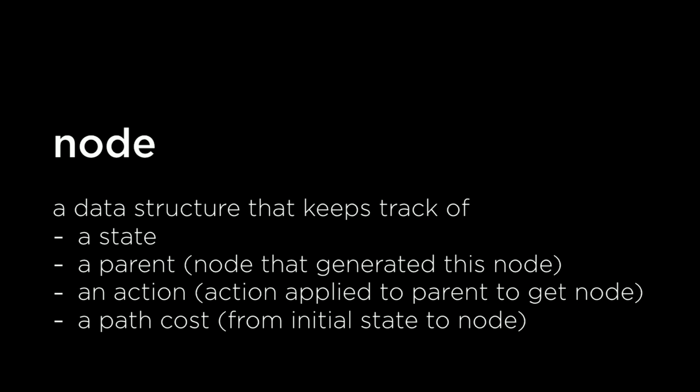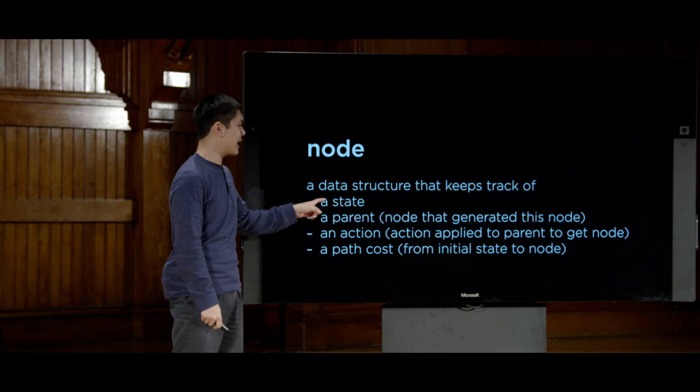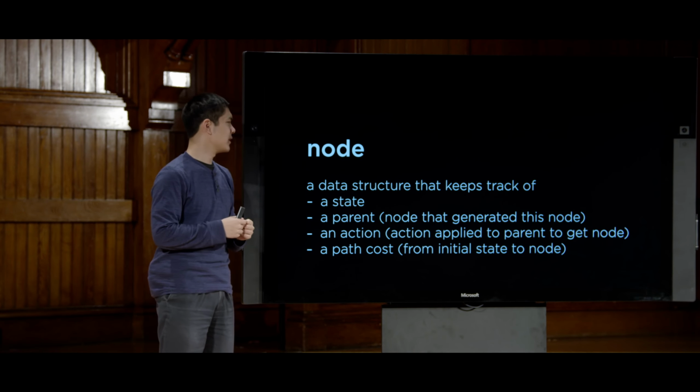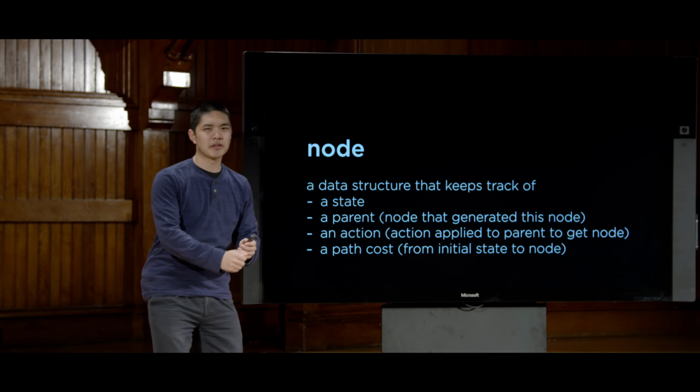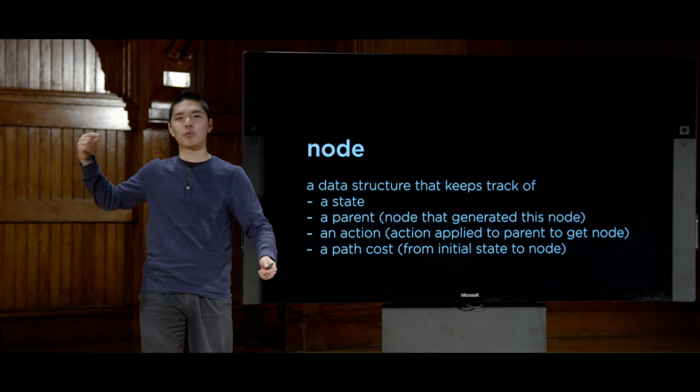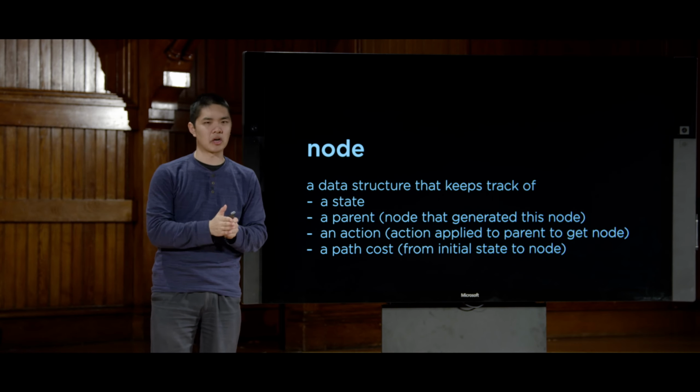And specifically, in the case of a search problem, it's going to keep track of these 4 values in particular. Every node is going to keep track of a state, the state we're currently on. And every node is also going to keep track of a parent, being the state before us, or the node that we used in order to get to this current state.